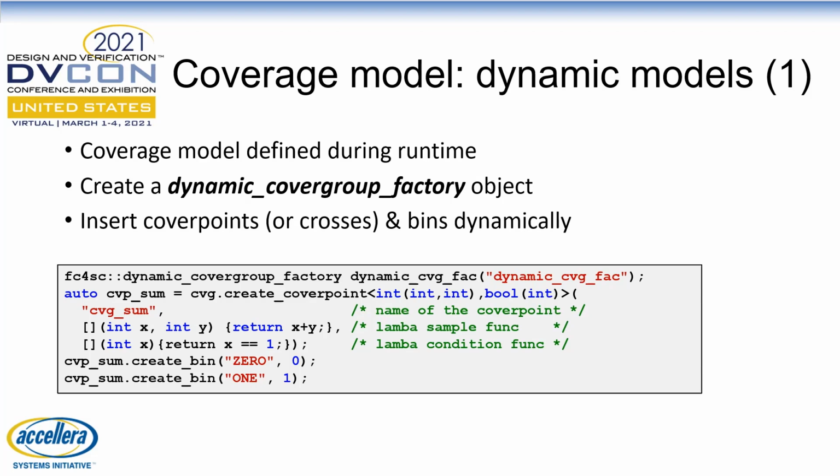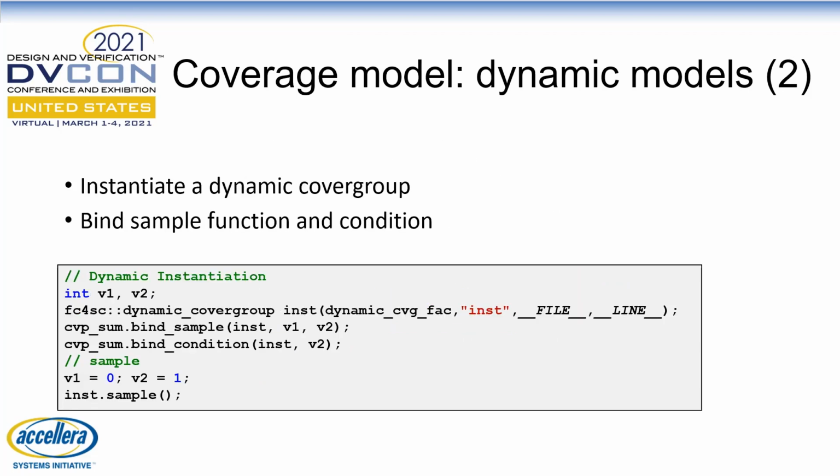We have this dynamic cover group object in which we create a cover point by providing its name and the sample function and condition as lambdas, and we next insert two bins inside the cover point, since the cover point cannot be empty. We also need to instantiate a dynamic cover group, and we do that by passing our previously constructed factory object to an instance of the FC4SC dynamic cover group class. Lastly, we must bind variables to the lambdas used for the sample function and the sample condition.